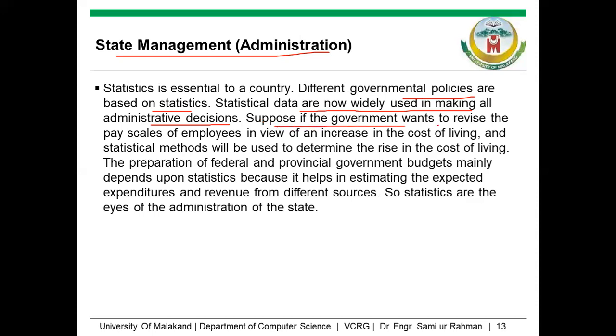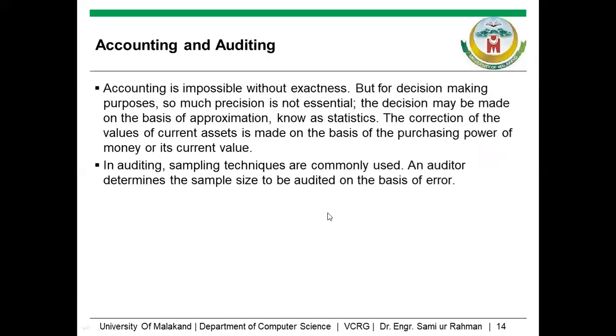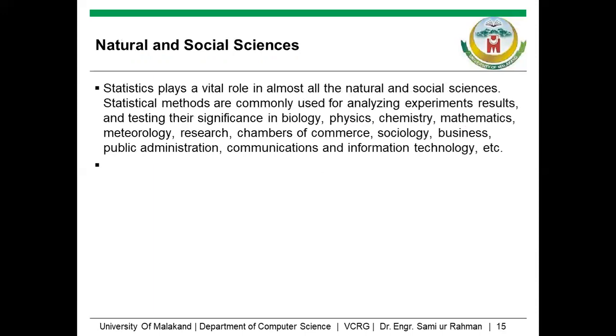Okay, suppose the government wants to revise the pay scale of employees in view of an increase in the cost of living. Statistical methods will be used to determine the rise in the cost of living, and then the pay scales can be increased accordingly. Okay, so the same is the case with other fields, and natural and social sciences.